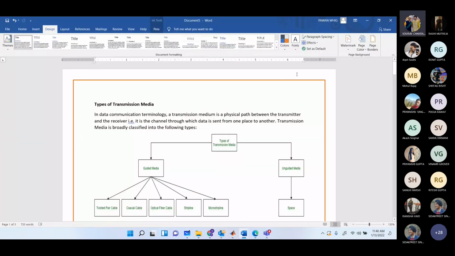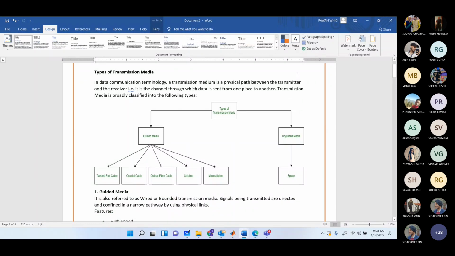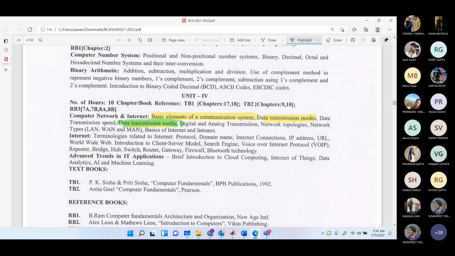Okay. So in the last class, we discussed what a communication system is. Basically, we discussed what the basic elements of a communication system are and what the different modes of communication are. Now, in today's class, we will discuss in detail the data transmission media.